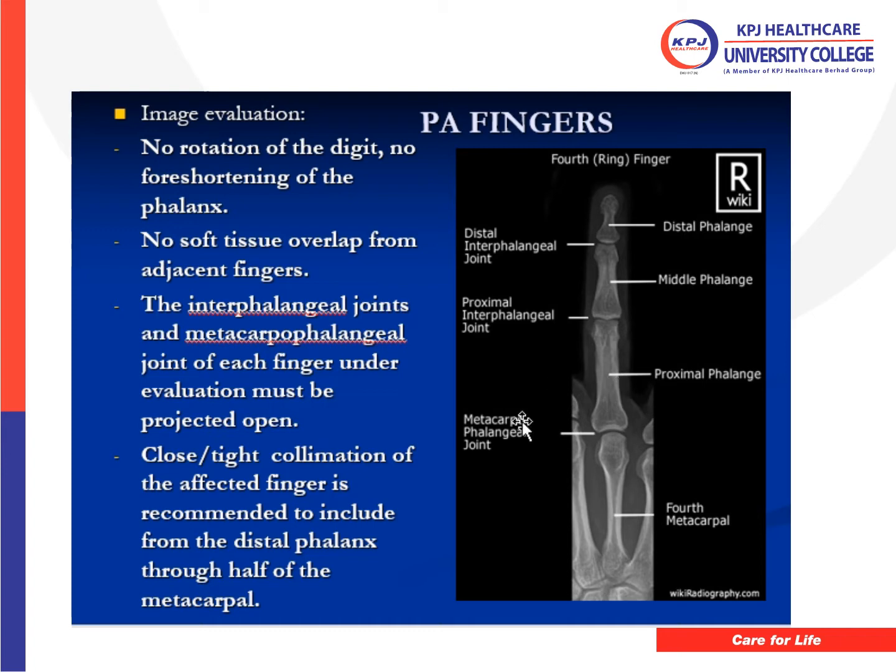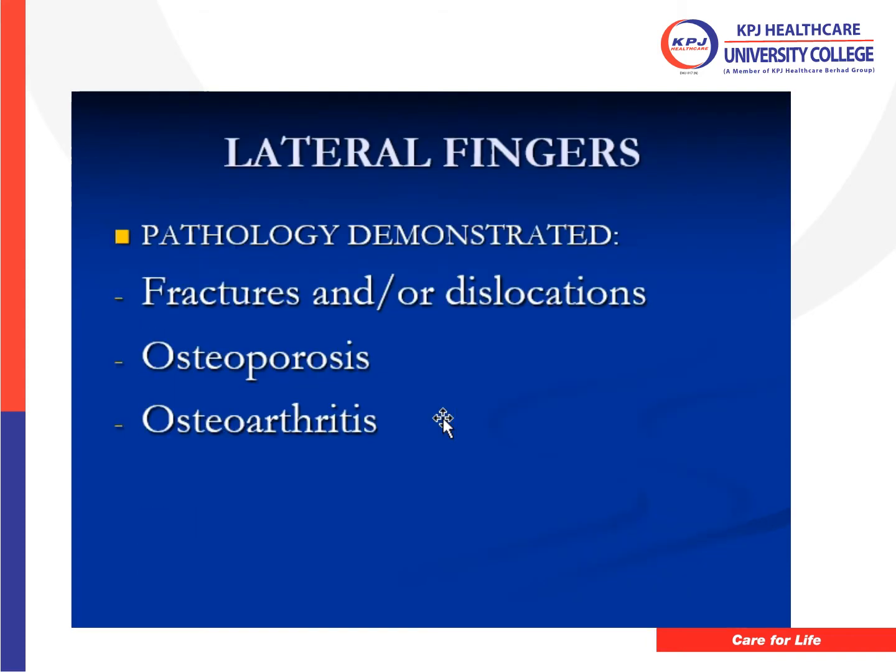Close or tight collimation of the affected fingers is recommended, to include from the distal phalanx through half of the metacarpal. At least we have to include the joint itself, and then close or tight collimation is applied. You want to reduce the scatter, so you have to collimate it properly.